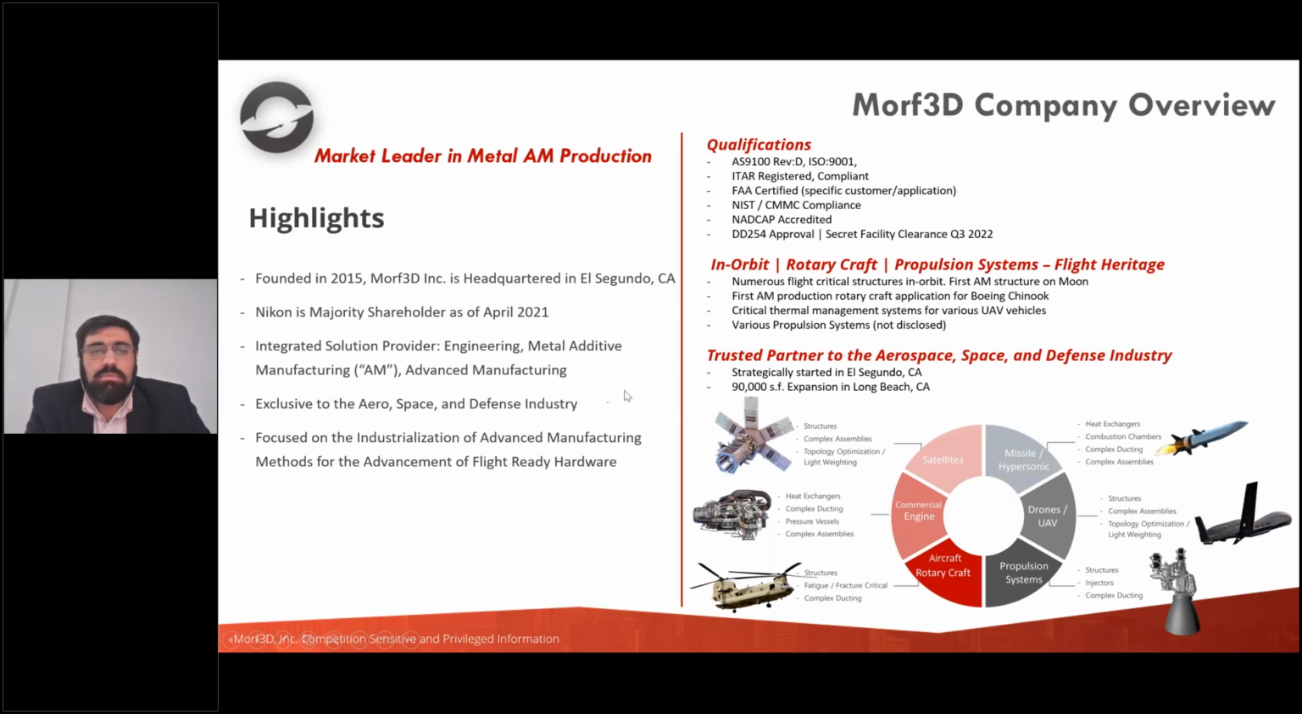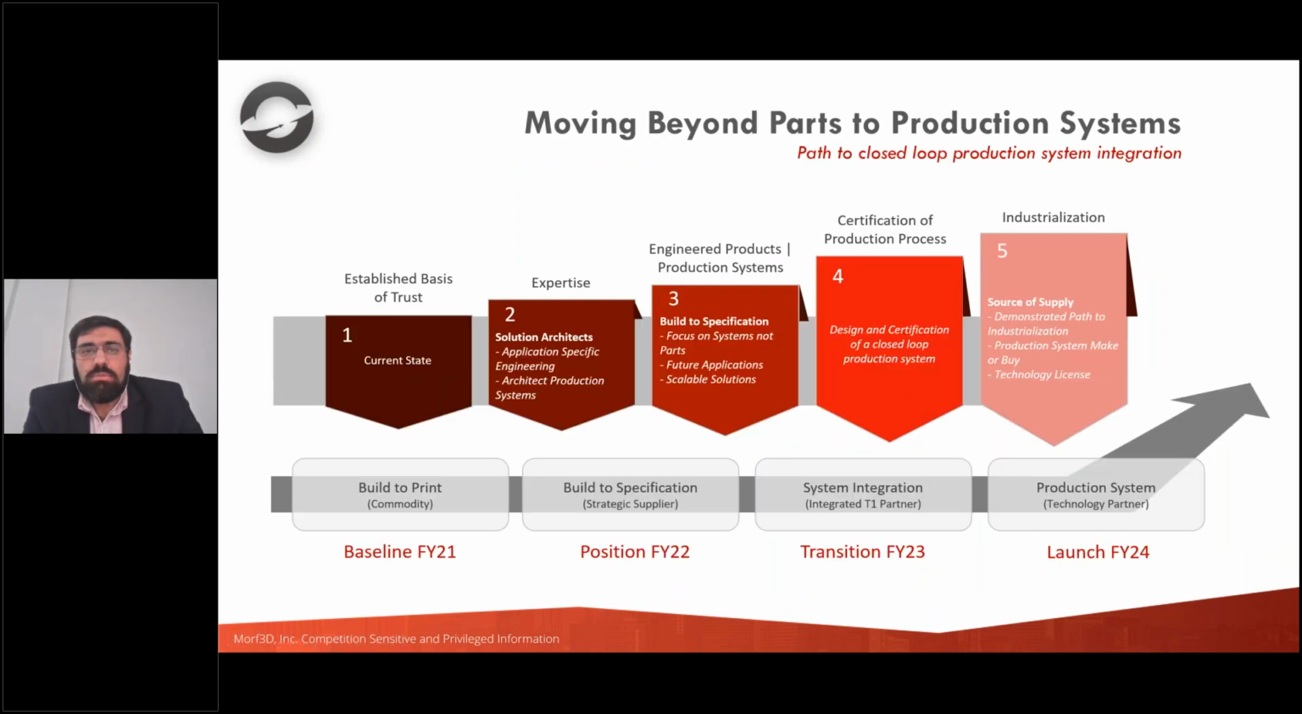We are, as I said, headquartered in El Segundo, California, but we expanded into a 90,000 square foot facility in Long Beach, California. So the idea of the company is moving from being a build-to-print, just a part manufacturer, all the way to industrializing additive manufacturing and providing a production system. Going from making parts based on the print all the way to being a technology partner. And there is a process to go through that.